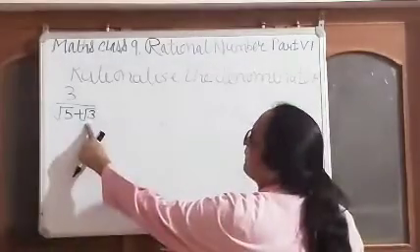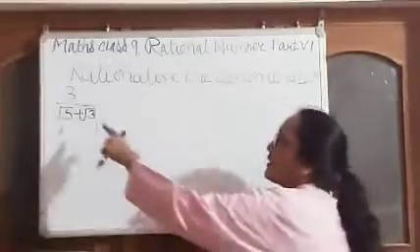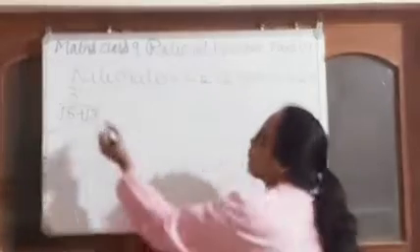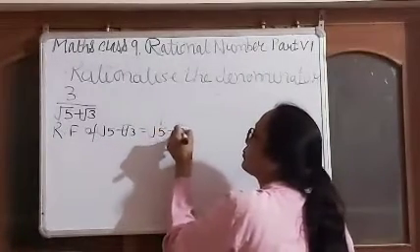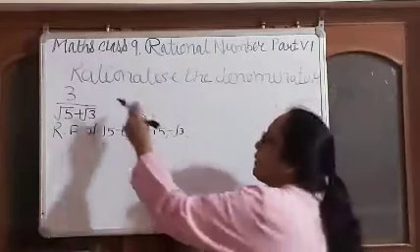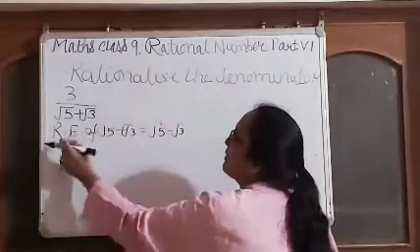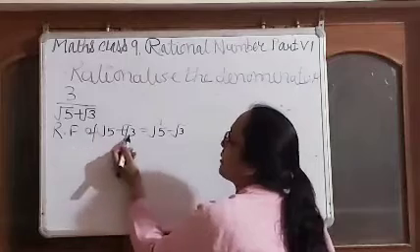Now see this example, how to rationalize the denominator. 3 upon root 5 plus root 3. What is the rationalizing factor of root 5 plus root 3? Root 5 minus root 3. So we will multiply and divide by the rationalizing factor of root 5 plus root 3.